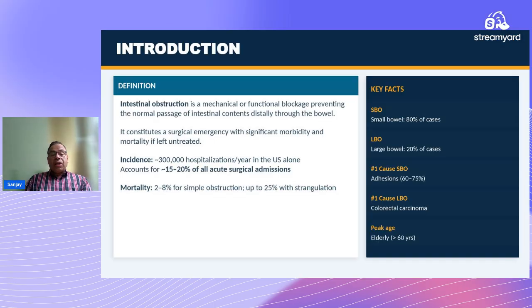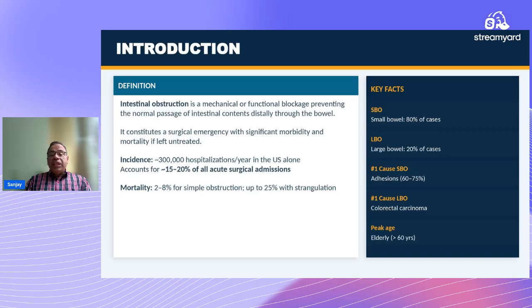So that means it forms a significant chunk of surgical emergencies, which a surgical resident, a house officer, or even an MBBS student doing their emergency call duties would come across. That's why it is very important to understand the basic management and other complications of this important condition. As I have already told you, it causes significant mortality also. It can go up to 25% if the intestinal obstruction becomes complicated with strangulation. Otherwise, for simple obstruction without any complications, the mortality ranges from 2 to 8%.